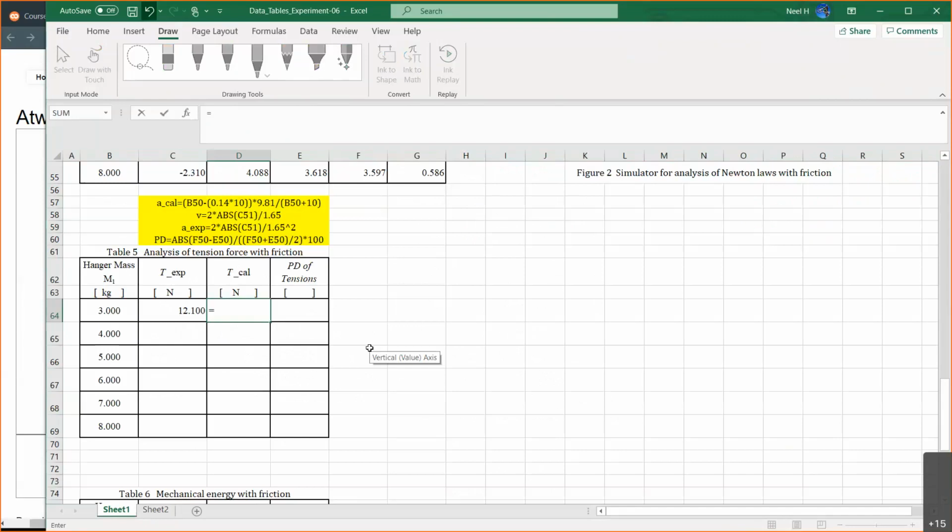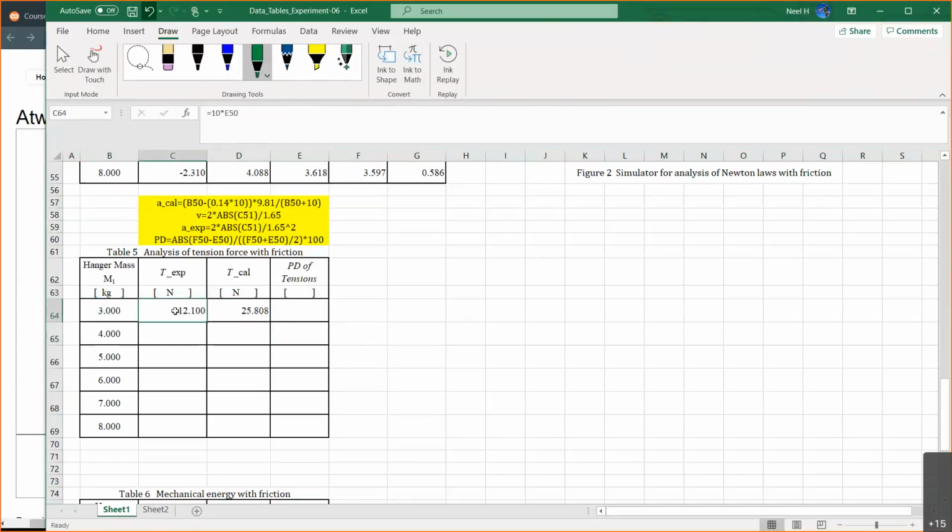Now let's do that. Equal sign, M1, which is this cell, multiply by M2, 10 kilograms, multiply by 9.81, multiply by parentheses 1 plus mu, that is about 1.14, right? 1.14, divide by parentheses M1 plus M2, which is 10 kilograms.